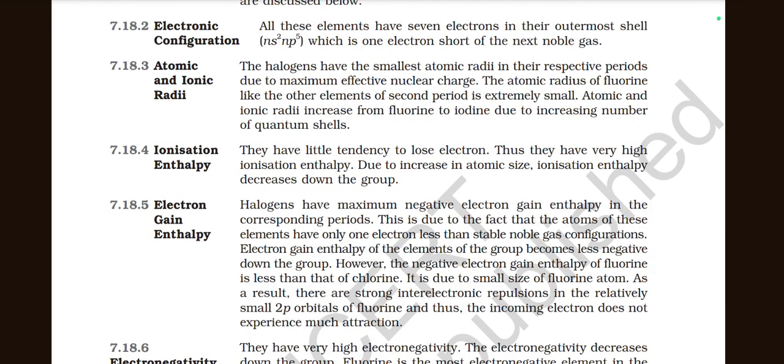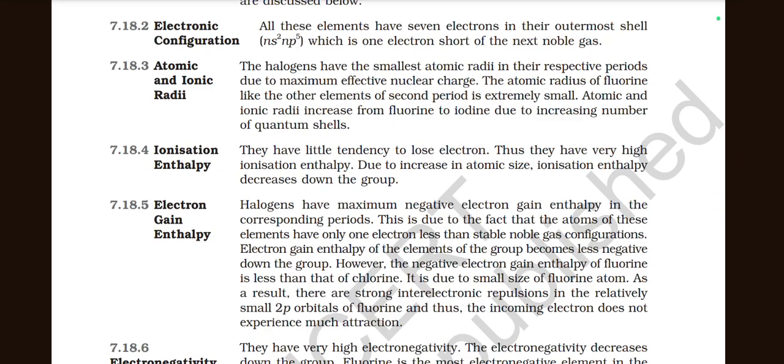Electronic configuration. Their electronic configuration is ns2np5, and there are 7 electrons in their outermost shell. Atomic and ionic radii. The halogens have the smallest atomic and ionic radii in their respective periods due to the maximum effective nuclear charge. The atomic radius of fluorine, like the other elements of the second period, is extremely small. Atomic and ionic radii increase from fluorine to iodine due to the increasing number of quantum shells.